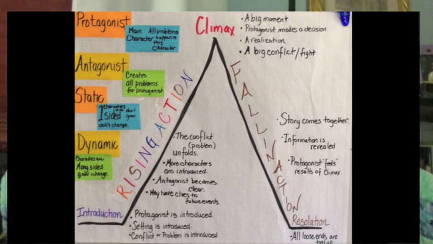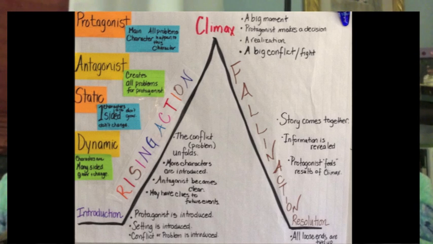So the Freytag triangle consists of 5 elements. 1, introduction, and a synonym is exposition. 2, rising action. 3, climax. 4, falling action. And 5, the end or the resolution.